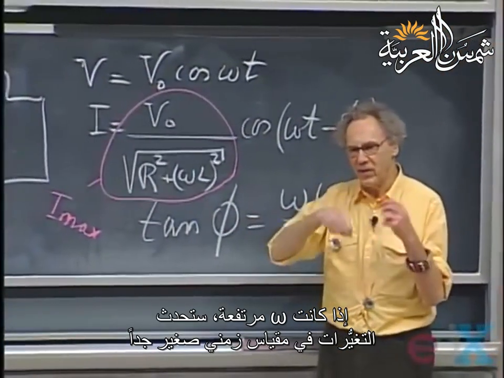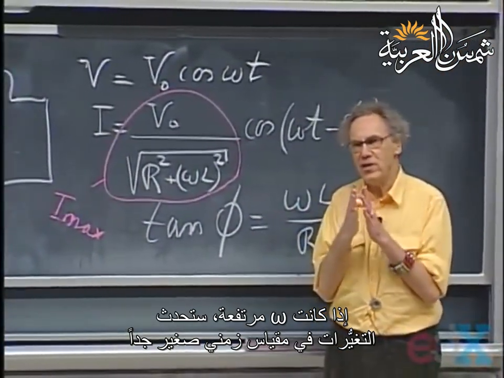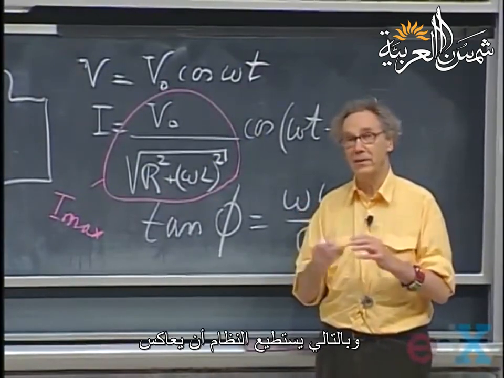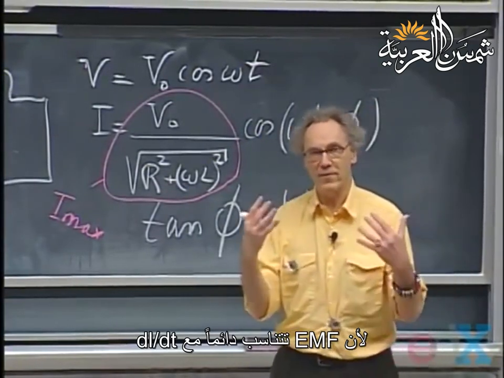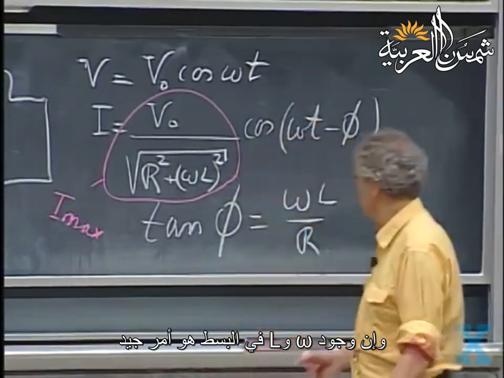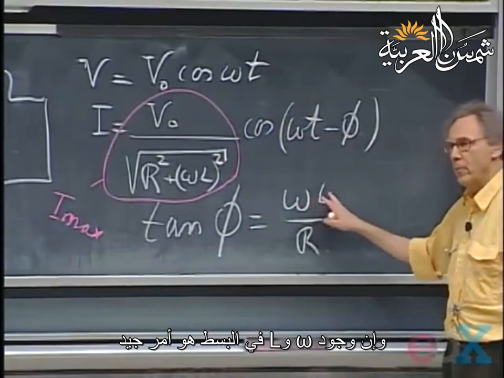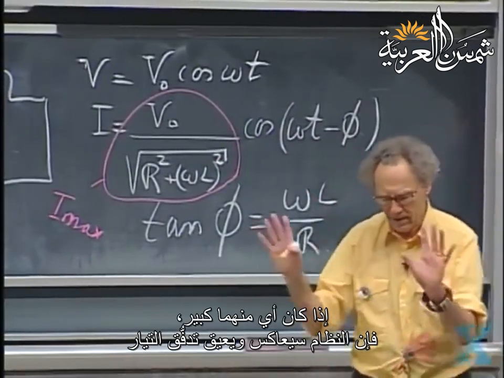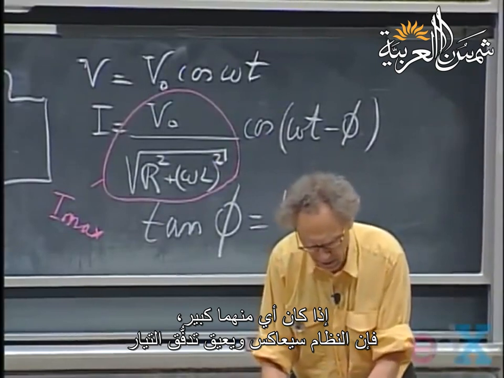If omega is high, then the time changes occur on a very small time scale, and so the system can fight back. Because remember, you always have the EMF proportional to di/dt. So it's also pleasing to see that omega and L are upstairs here. For either one of them being large, it can fight back and hold back the current.